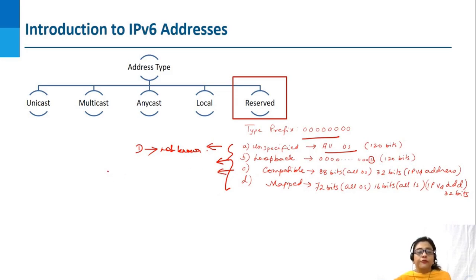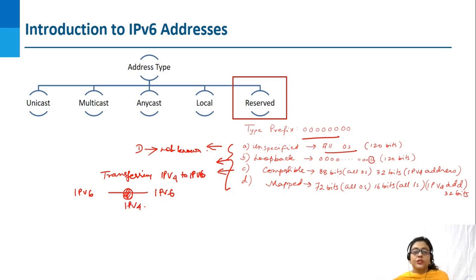Next, we have the compatible address. This is used for transferring from IPv4 to IPv6. It is mainly used when a node having IPv6 wants to connect to a node having IPv6, but it passes through an intermediate node which is using IPv4. So this is known as compatible. It consists of the first 88 bits all zeros, then the next 32 bits form the IPv4 address.